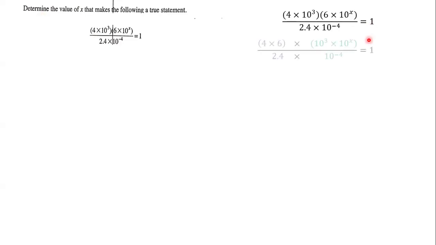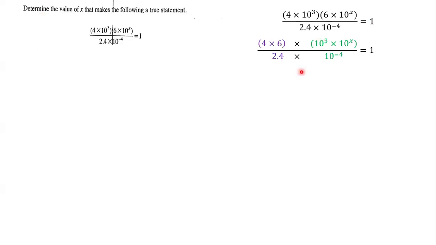Notice that we have 4 here and we have 6 here. So let's bring them together. So we have 4 times 6. And notice that we have 10 raised to the power of 3 and 10 raised to the power of x. And so we bring them here. And we put this all over 2.4 multiplied by 10 raised to the power of -4. What we do is we group our numbers. We put our numbers together. And the terms that have base 10, we put them together.